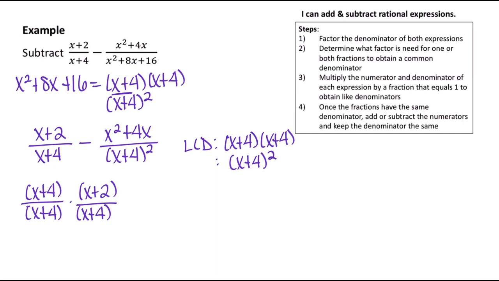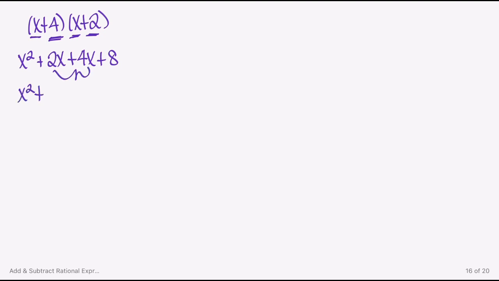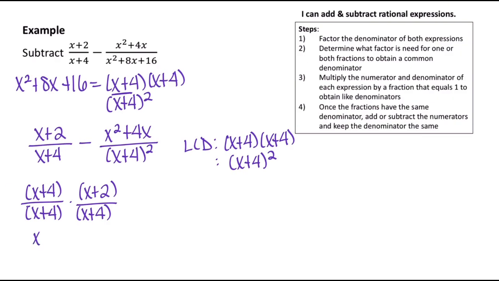So once again, I'm going to FOIL that. So I'm just going to go to another page, and I'm going to FOIL x plus 4 times x plus 2. And so I do first times first, so that's x squared, plus outside x times 2, so that's 2x, plus inside 4 times x, so that's 4x, plus last times last, which is 8. So when I combine these two middle terms, I have x squared plus 6x plus 8. So that is going to become my numerator here. I have x squared plus 6x plus 8 over x plus 4 squared.